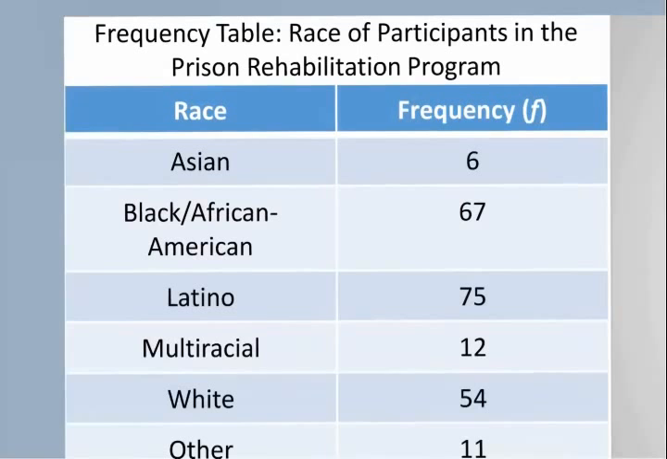Say we're interested in the race of participants in the prison rehabilitation program. So this is our frequency table, right? We have 6 Asian individuals, 76 Black or African Americans, 75 Latinos, 12 multiracial individuals, 54 white individuals, and 11 other. And so what we can do is take this information, and it gives us the percentages of each of these groups in a pie chart, right?